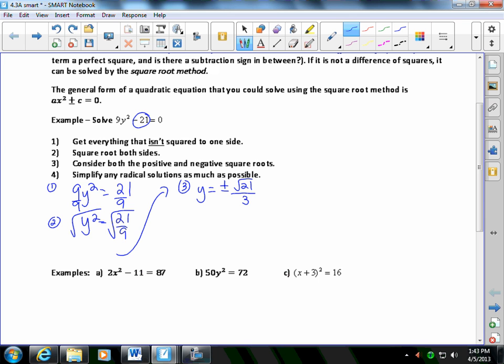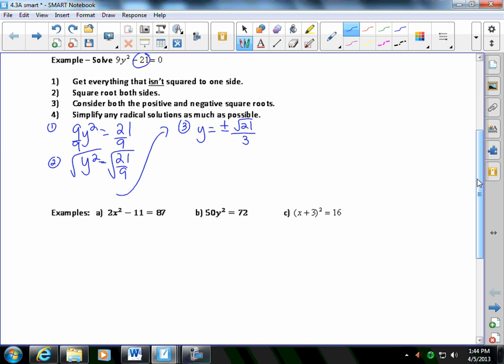It says simplify any radical solutions as much as possible. So I actually did step 3 and 4 in one, because I could have just written this as plus or minus square root of 21 over 9, and I just went straight to the solution. So that is my answer, plus or minus square root of 21 over 3. This method only works when you don't have that x term, the variable to a power of one.